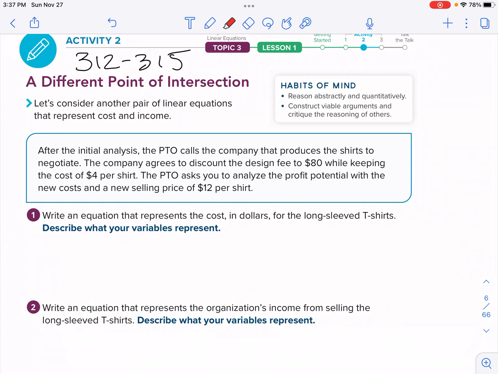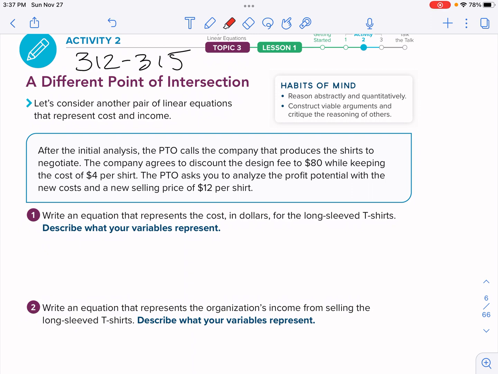All right, we're working on activity 2 and 3. We're finishing up lesson 1 in module 2, topic 3. We're still working within the same context where we're purchasing shirts and then selling shirts to raise money for a fundraiser. But let's look at the situation slightly altered for activity 2.